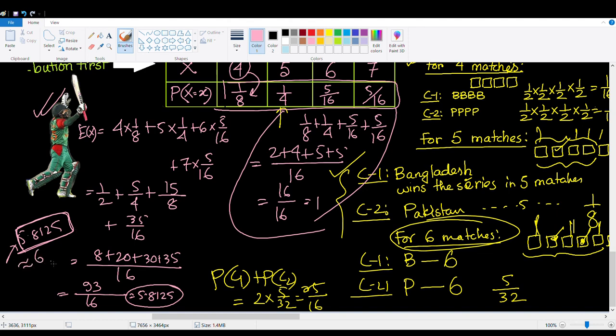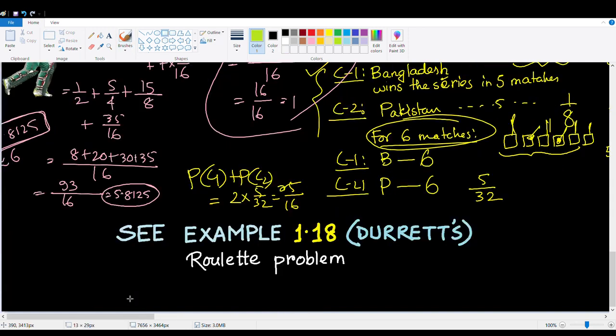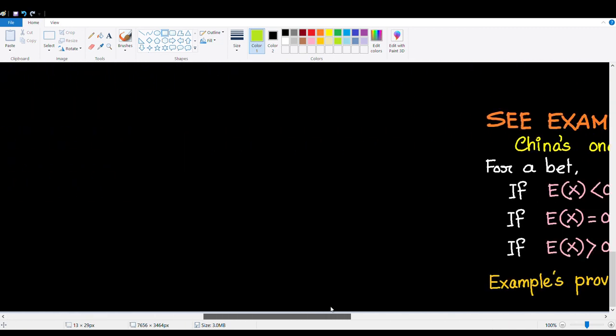All right, so I hope you understood the basics of expectation. If you want to see a similar example, you can go check example 1.18 from Ross's elementary probability. The problem is called a roulette problem. So now we are going to see another example.